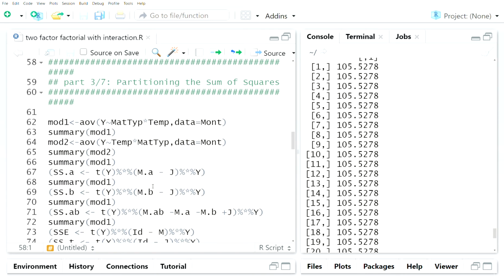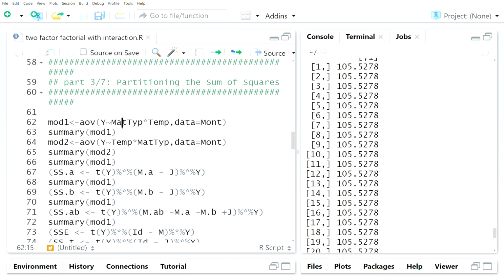Now let's partition the sums of squares. I do this twice here, so I'm going to call it model 1 and model 2, and I want to show you how I enter the data. The first one, I put material type first and then temperature, and then the next one I put temperature and material type.